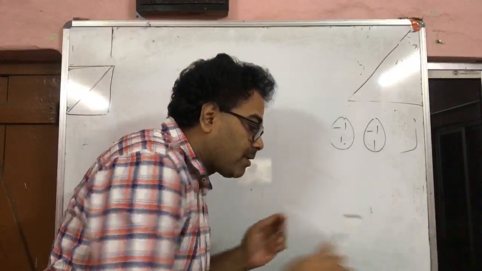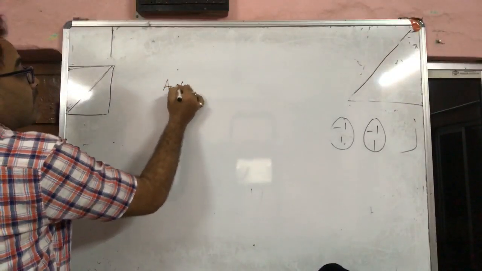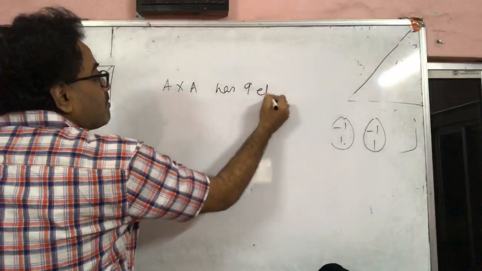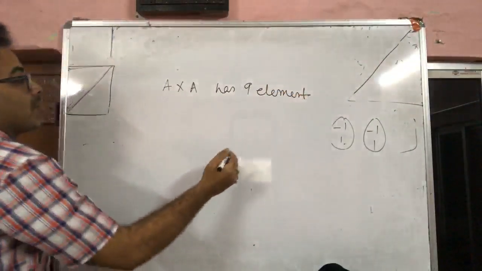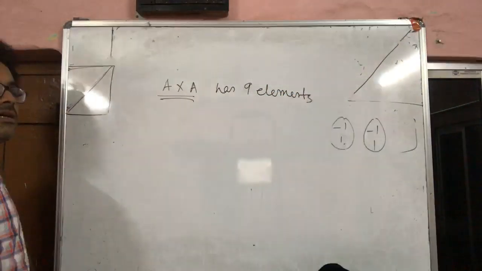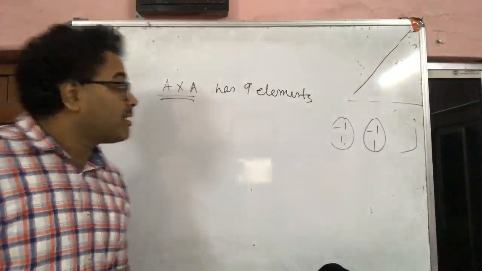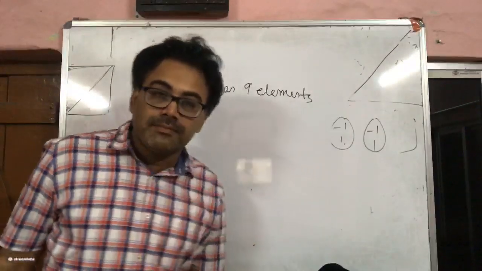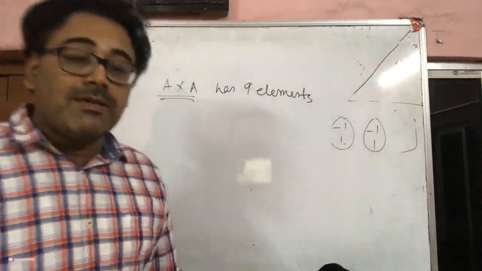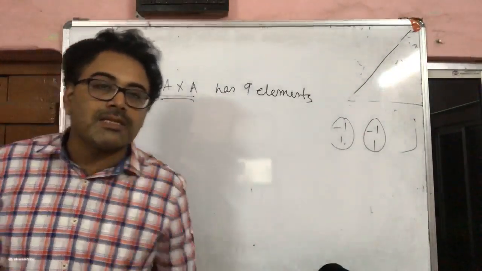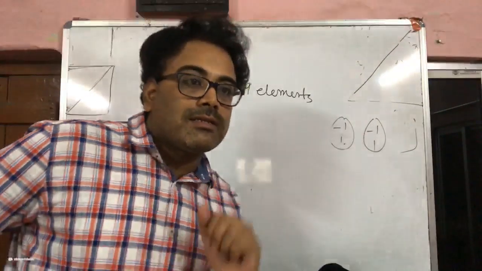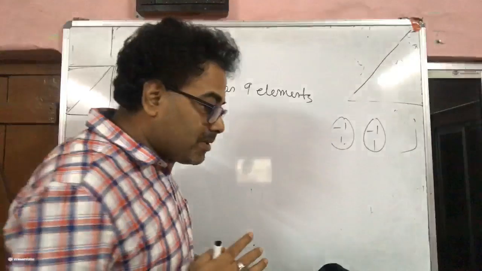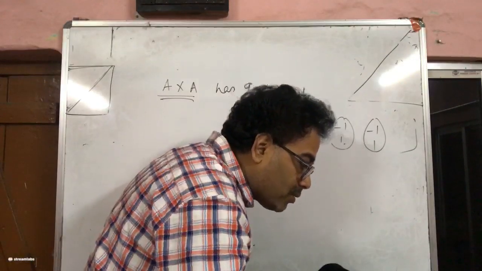A cross A has 9 elements. Okay. Then how many elements are there in A? Suppose I am saying A cross A has 9 elements. Then how many elements are there in A? Yes, 3 elements. Okay.